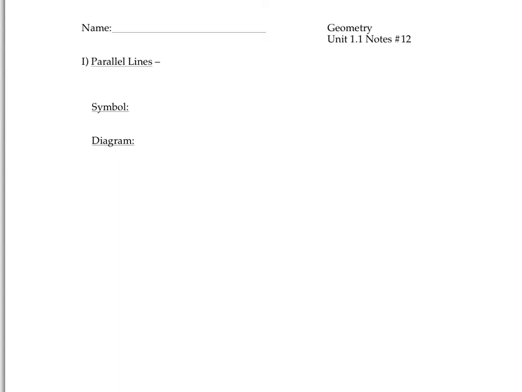Today's lesson comes from Unit 1.1, Notes number 12. In our previous lesson, we learned about the special angle pairs that are formed when two lines are cut by a transversal. Some of those special angle pair relationships are corresponding angles, same side interior angles, and alternate interior angles. In our lesson today, we're going to see what happens to those special angle pairs when they are formed by parallel lines being cut by a transversal.